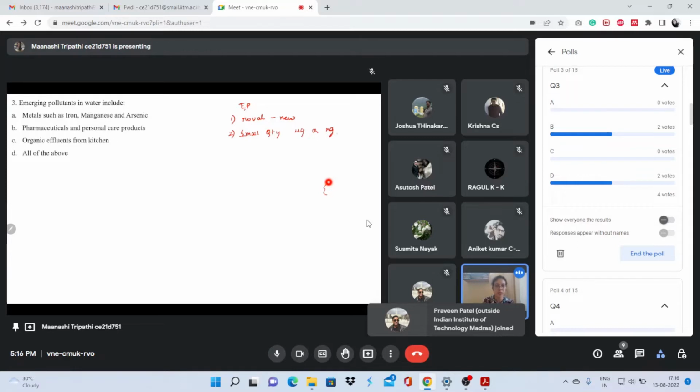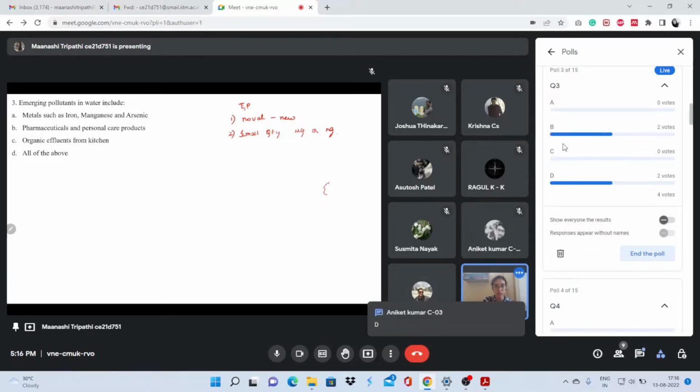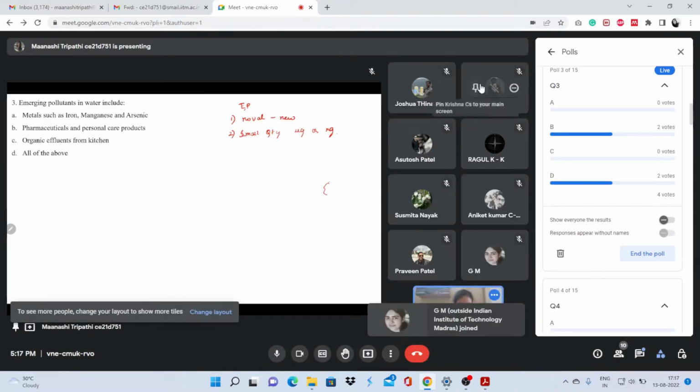Yes, more answers, please. Very few people are answering. You can answer the question in the polls. If you are unable to see the poll, you can answer in the chat box. Poll is present at the right bottom corner of your screen in the activities tab. Okay, we'll see the answer.